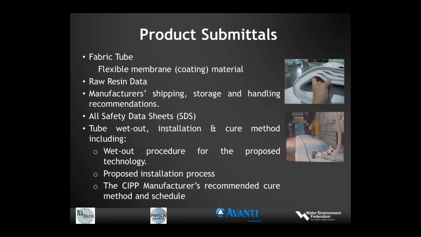Product submittals. These should include the major components of the cured-in-place pipe, the fabric tube, and the resin. For each of these, manufacturer's information, cut sheets, specifications, and test results should be submitted in a product submittal. On the upper right, you see a photograph of a standard CIPP tube with layers of polyester felt, and the bottom photograph shows a tube being wet out with resin in a manufacturing setting, a manufacturing wet out vacuum impregnation.